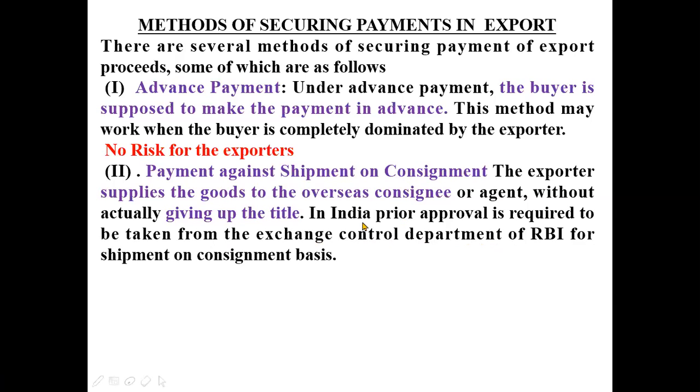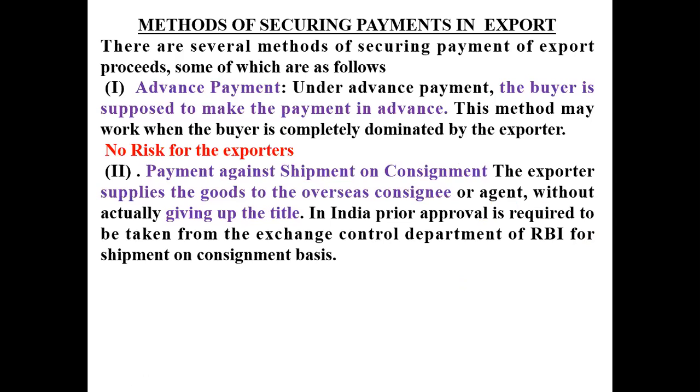Here, the exporter appoints one consignee or agent. He is the overseas agent. Now the exporter will send the goods to this agent, but without actually giving up the title. The title will remain in the name of the exporter, but the goods will be dispatched to the agent. Now the agent will sell the goods, realize the sale proceeds and make the payment to the exporter.